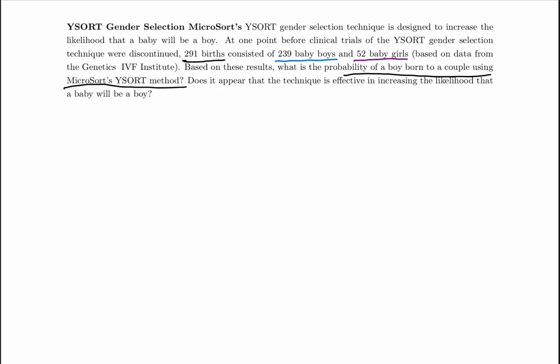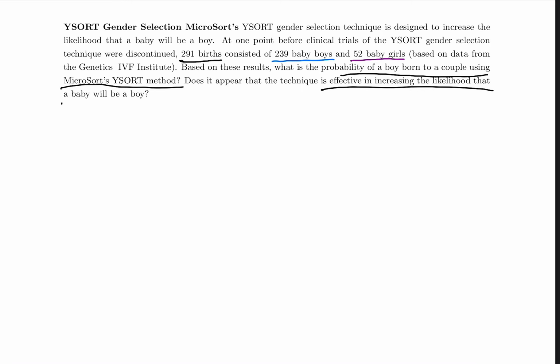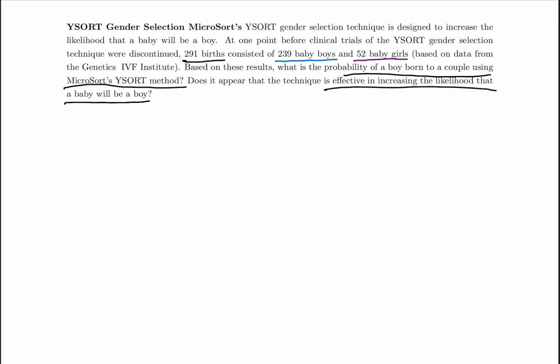And for the second part, it's asking us, is it effective in increasing the likelihood that a baby will be a boy? So for probability, we would want A to represent our event of a boy being born using this method. And then our P would represent our probability.